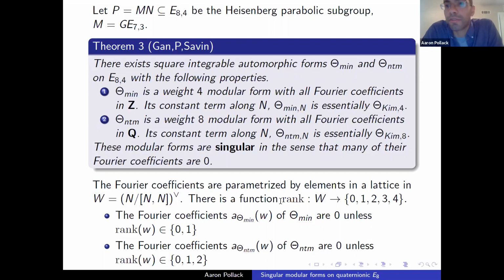So these modular forms are singular in the sense that the Fourier coefficients of this minimal modular form are 0 unless the rank is 0 or 1, and the Fourier coefficients of this next to minimal modular form are 0 unless the rank is 0, 1, or 2.